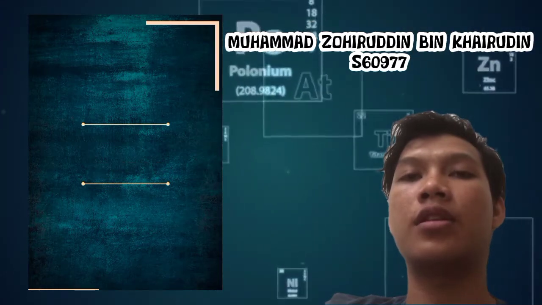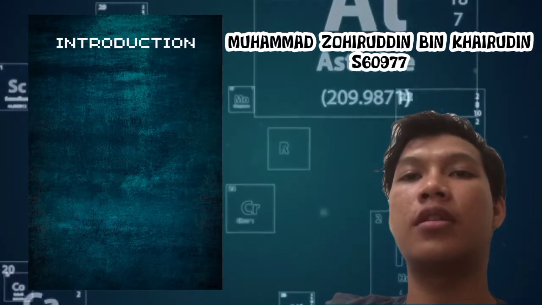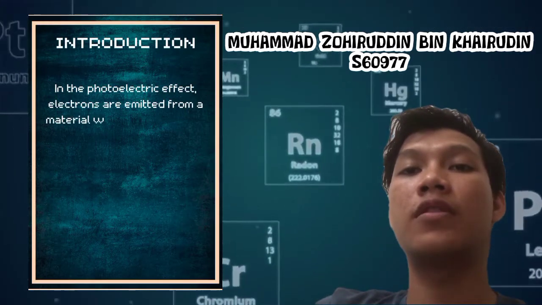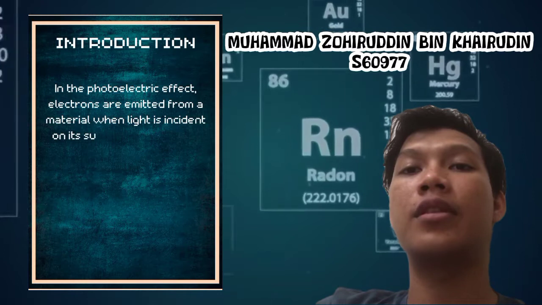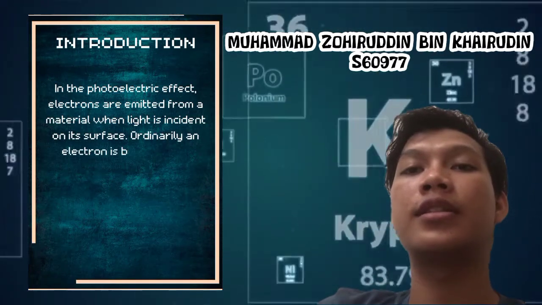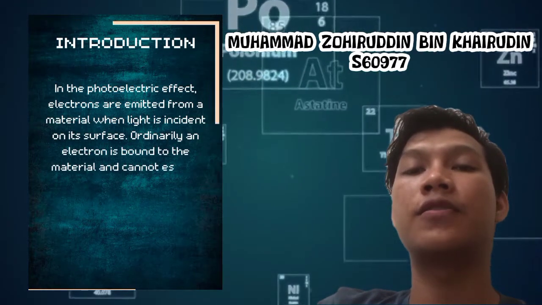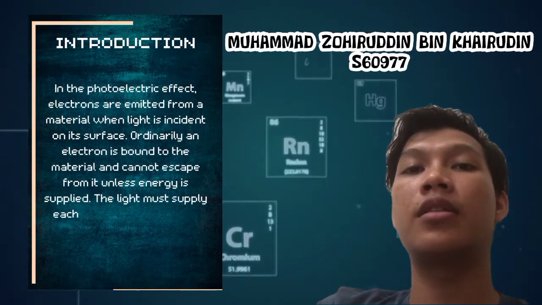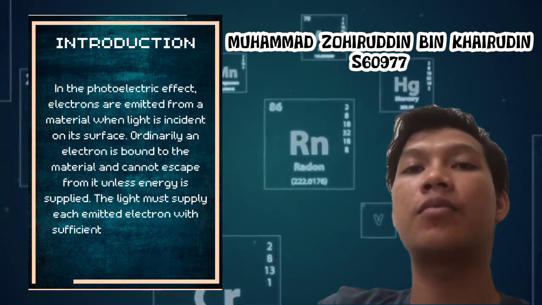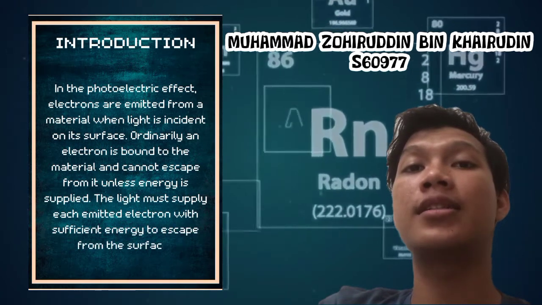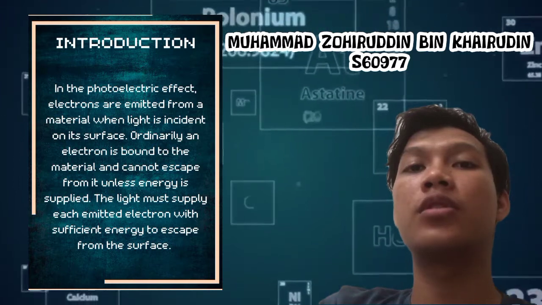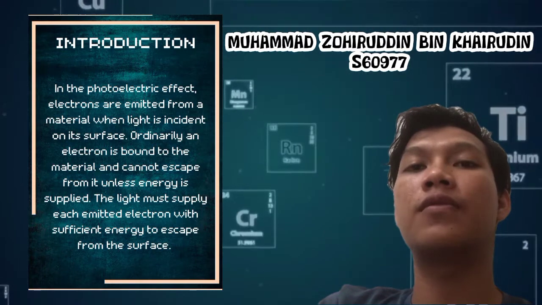Today I will present the photoelectric effect. In the photoelectric effect, electrons are emitted from a material when light is incident on its surface. Ordinarily, an electron is bound to the material and cannot escape from it unless energy is supplied. The light must supply each emitted electron with sufficient energy to escape from the surface.